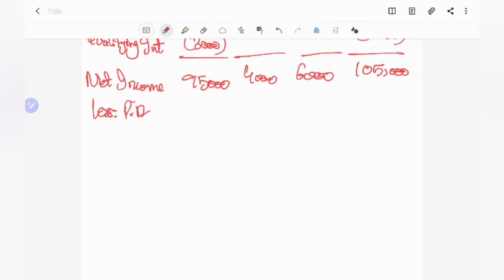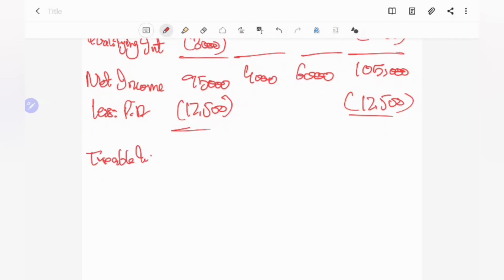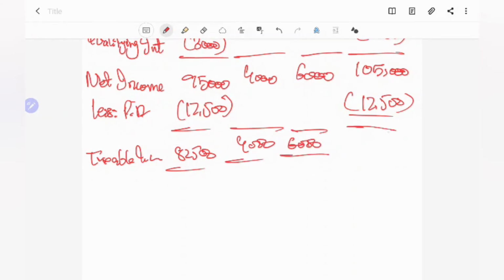Less personal allowance. Personal allowance 12,500. Taxable income. How much is that? 82,500, 4,000, 6,000, and 92,500. All done. Income tax.